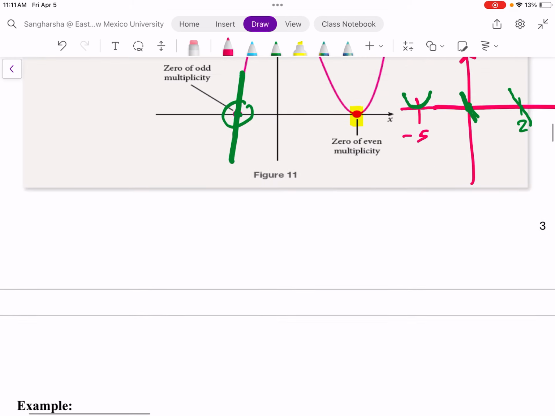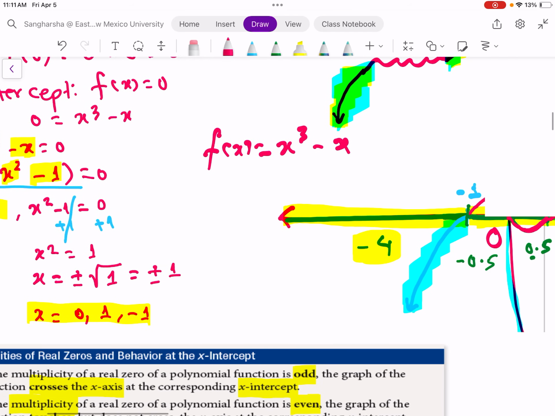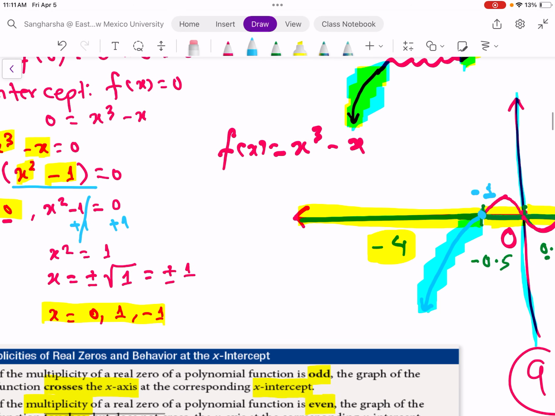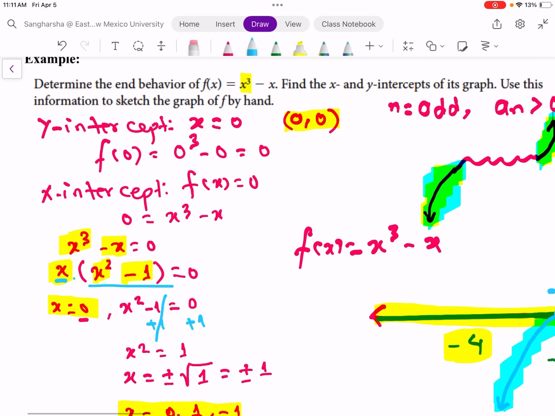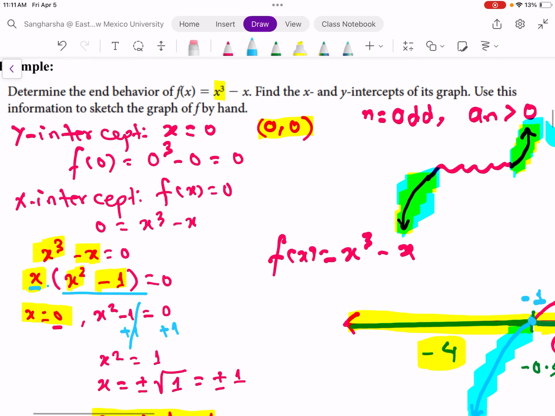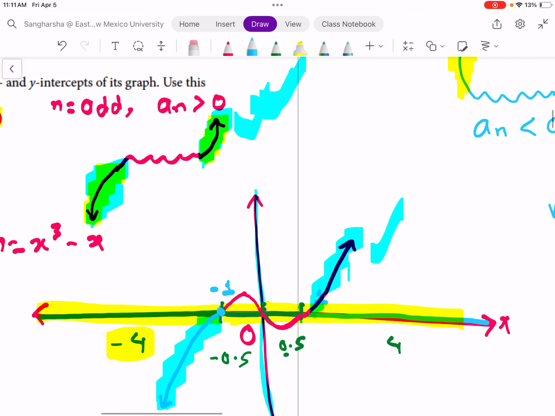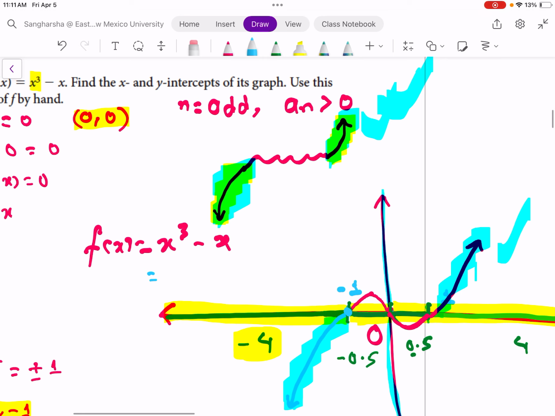So we had this graph here. Okay, now in this graph, the graph crosses the x-axis at -1, right? So crosses means the multiplicity has to be odd. Now let's check its multiplicity. So did we write our function in factor form? Okay, so we have this function. Let me write this function in factor form. So this function can be rewritten. We have an x common factor, x squared minus 1. And we can factorize x squared minus 1 as x plus 1 times x minus 1.